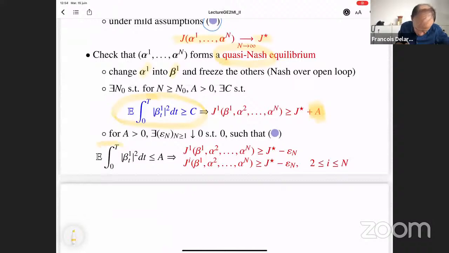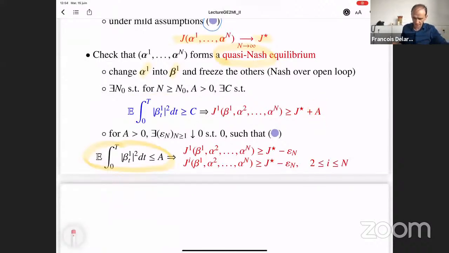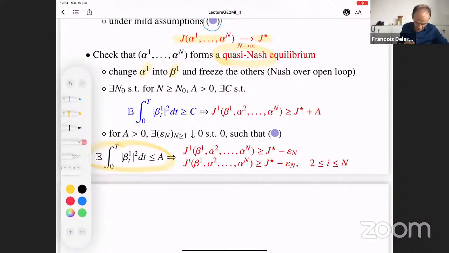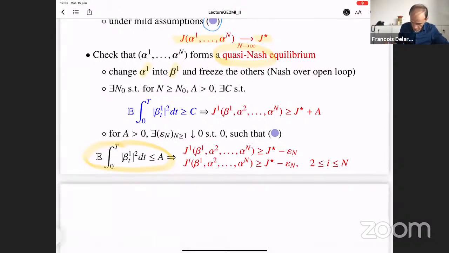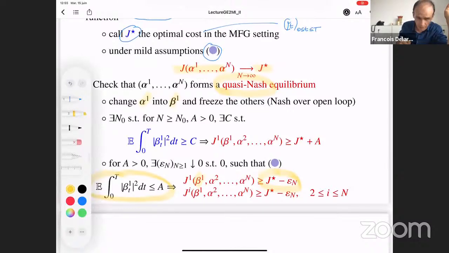Now if I'm just using a finite, I should say bounded, energy, then what happens is that when I deviate, you see that I am deviating to a new control with a finite energy. The others are playing the original strategy given by the solution of the MFG. And so indeed, what I have is this lower bound. And what it says is that this lower bound could be less than the cost I have at the optimum under the MFG.